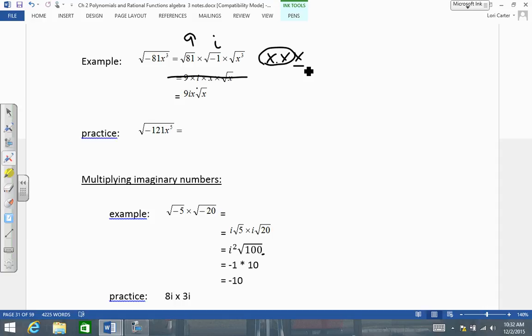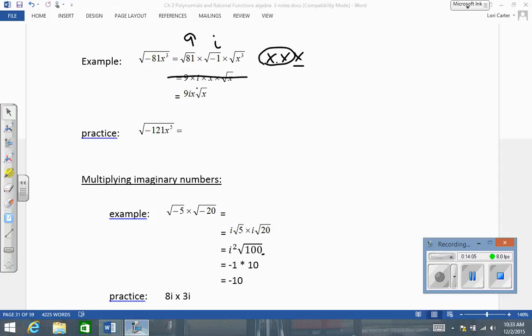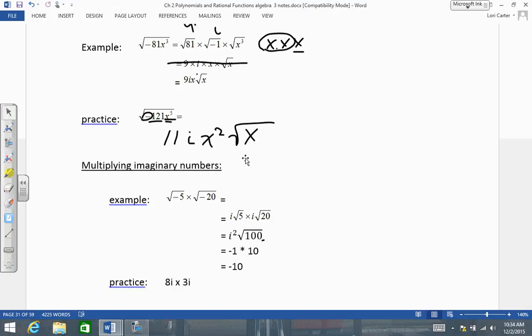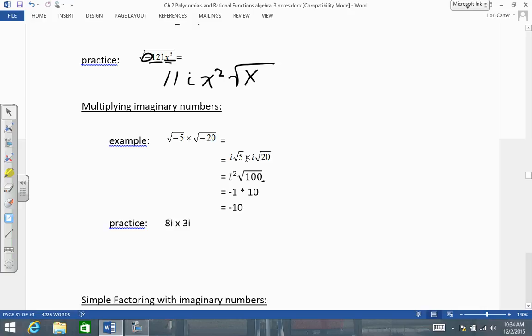Okay, get yours done. Check with your neighbor. So we've got 11 from the 121, i from the negative, and x to the 5th means I have 2 whole ones with 1 remainder. Everybody good? Okay, now this problem right here is where most of my mistakes will come.